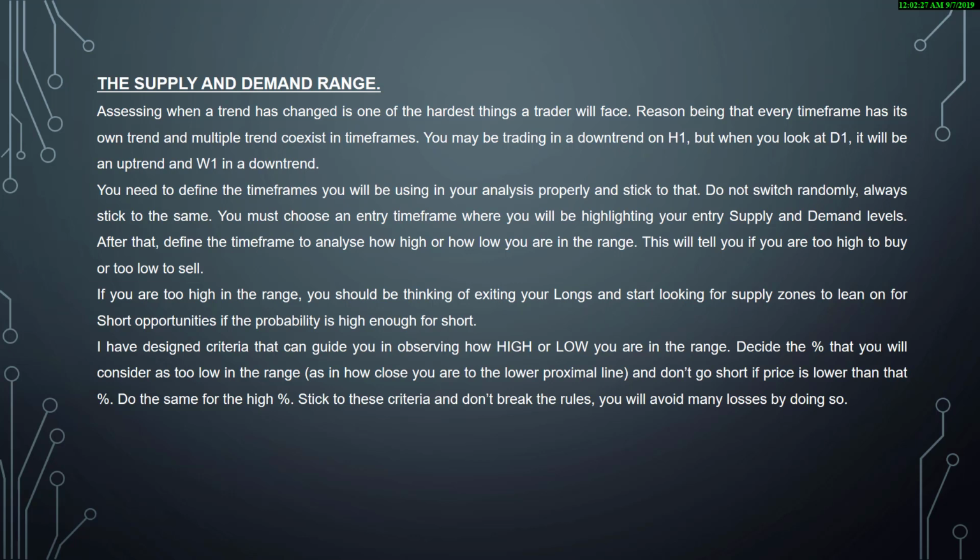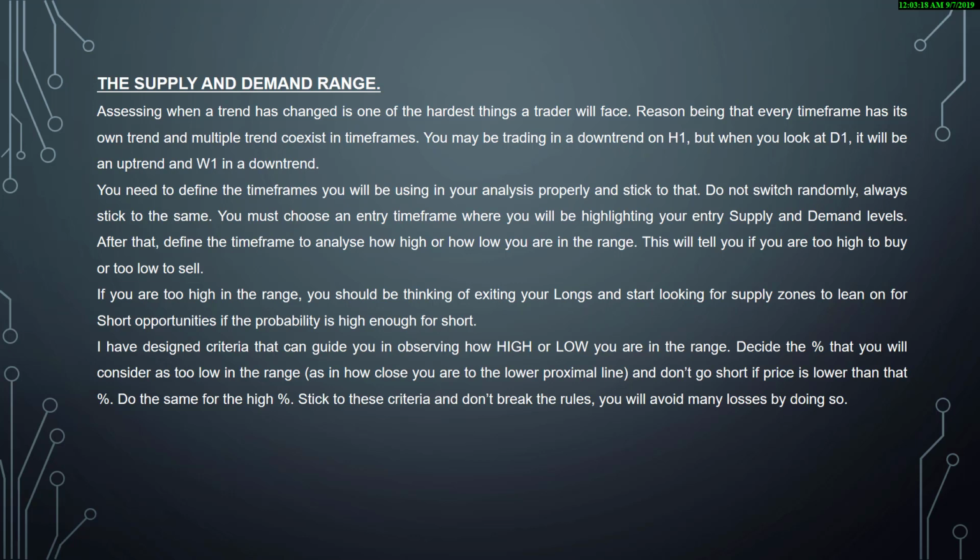So the supply and demand range, guys, assessing when a trend has changed is one of the hardest things a trader will face. Let's be honest, guys, we also struggle with this in the group, but when we get it right, we get it right. The reason being that every time frame has its own trend, and multiple trends coexist in time frames. You may be trading in a downtrend on H1, but when you look at D1, it will be an uptrend, and on a weekly chart, it will be a downtrend. You need to define the time frames you will be using in your analysis properly, and stick to that. Do not switch randomly. Always stick to the same, right?